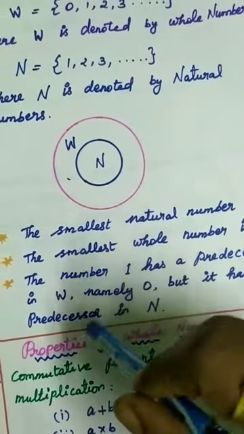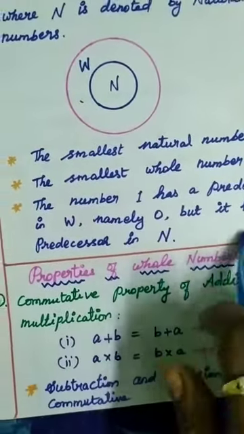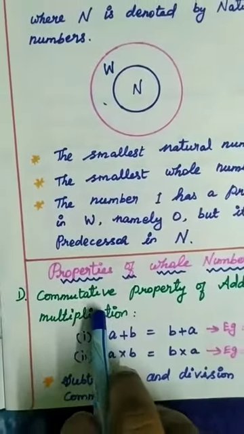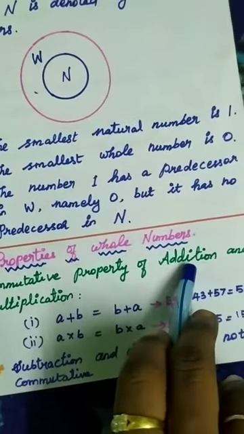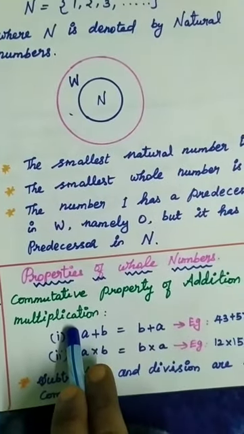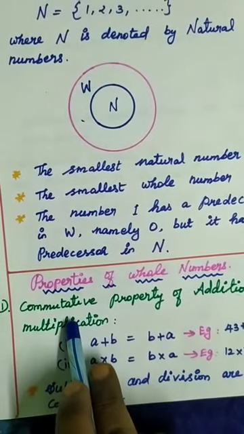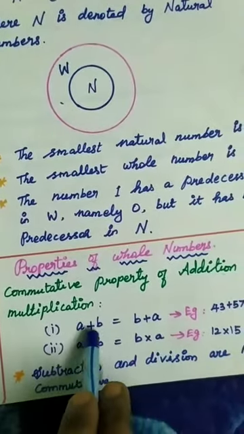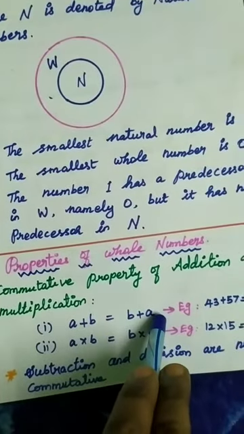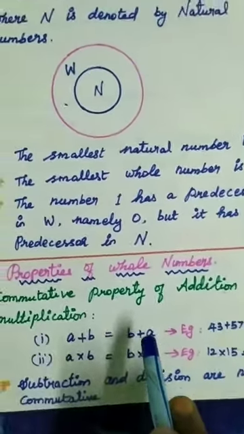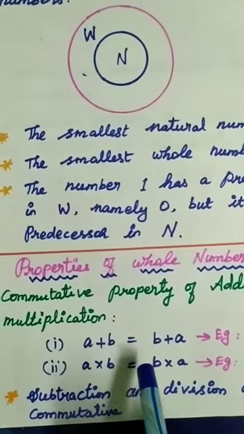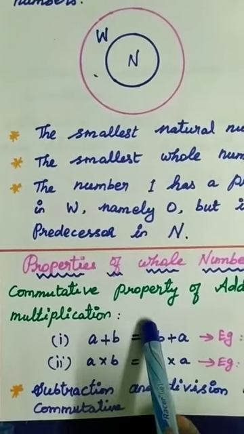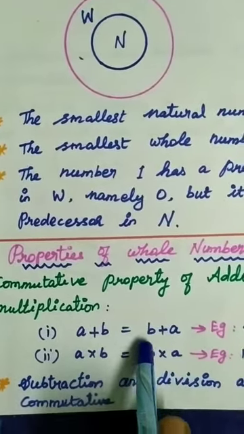Go to the next, properties of whole numbers. First property, commutative property of addition and multiplication. What is that? Commutative property. First one, a plus b equal to b plus a. These are very important concepts, keep it in your mind. That is the commutative property.